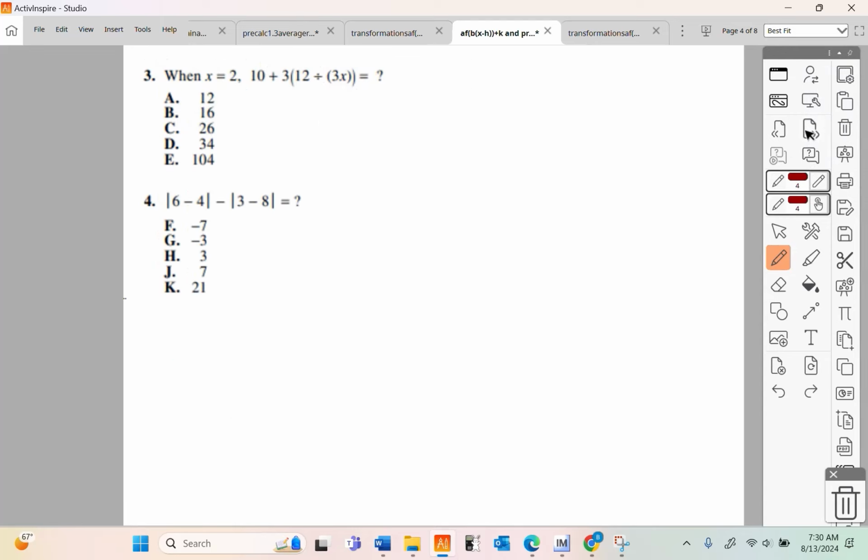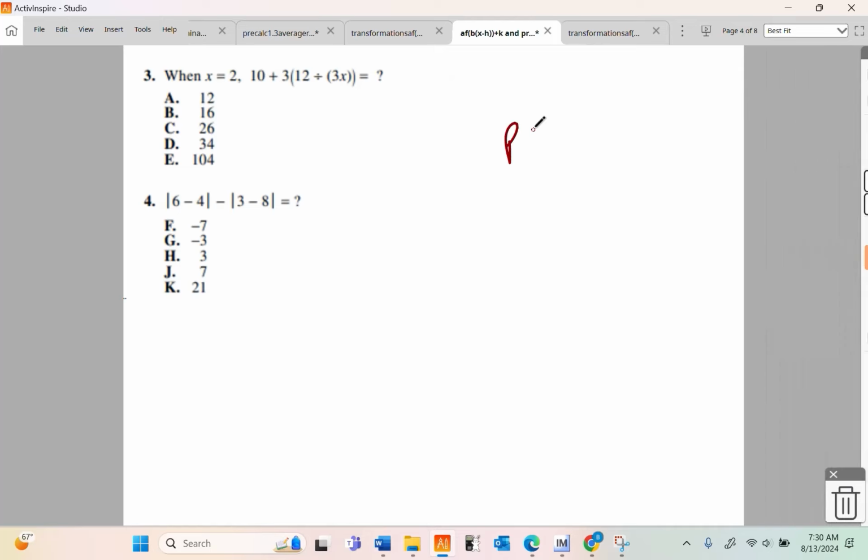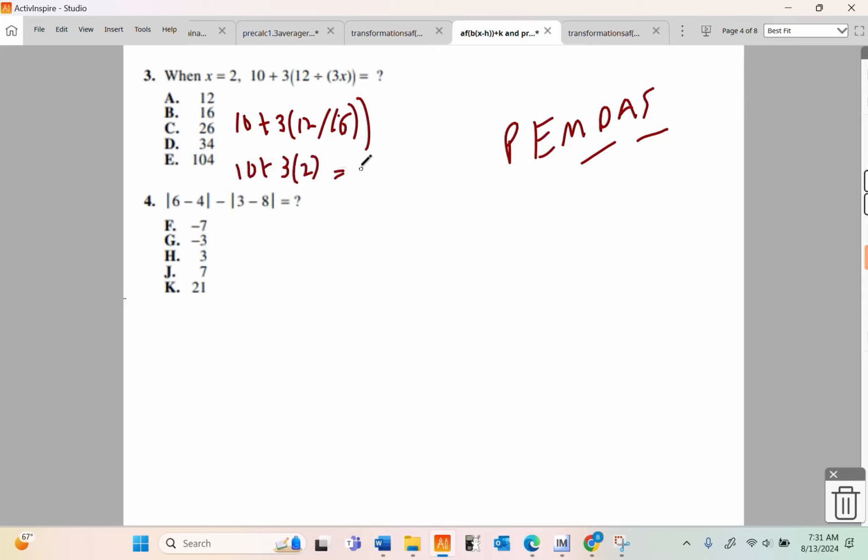That's part of the problem. When x is 2, what is 10 plus 3 times 12 divided by 3x? So this is like a PEMDAS problem. Remember PEMDAS? Please excuse my dear Aunt Sally. We do parentheses, then exponents, then we multiply and divide left to right, then we add and subtract left to right. So we have 10 plus 3 times 12 divided by 3x, where 3 times 2 is 6. We do parentheses first. 12 over 6 is 2, so 3 times 2, and then 10 plus that. Now 3 times 2 is 6. 10 plus 6 is 16. All day long.